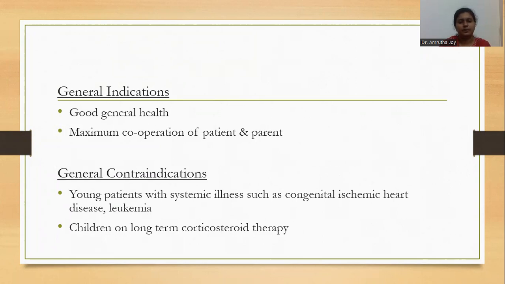General indications of pulpectomy are good general health and maximum cooperation of parents and patient. Contraindications include young patients with systemic illness such as congenital heart disease, leukemia, or any immunocompromised conditions, because the pulpectomized tooth can act as a source of infection. So if the patient is medically compromised, then we cannot do pulpectomy. For immunocompromised patients, pulpectomy is not indicated. And also children on long-term corticosteroid therapy.